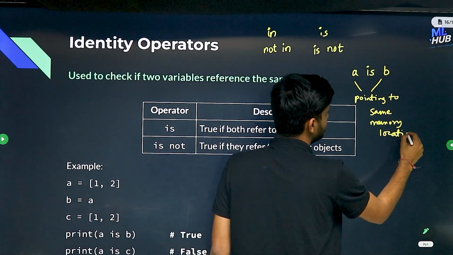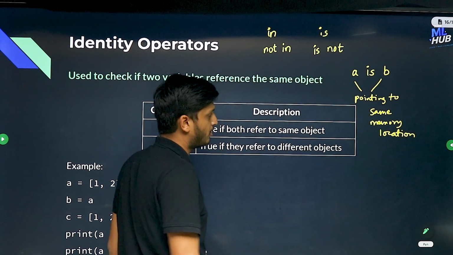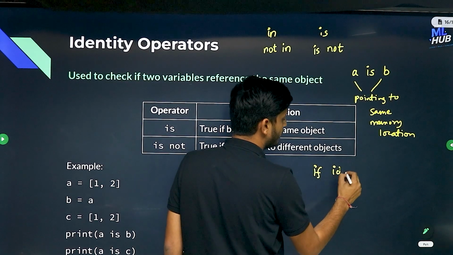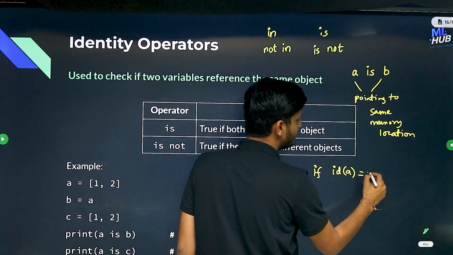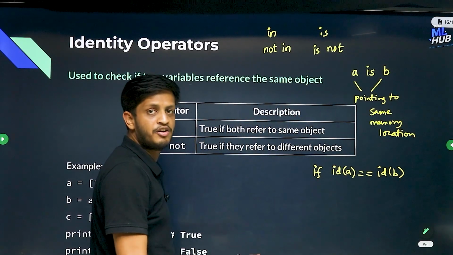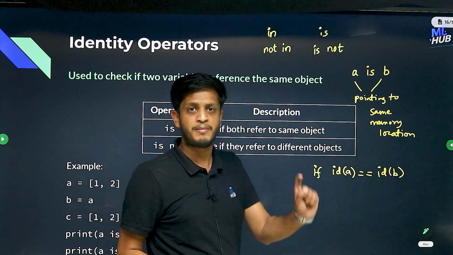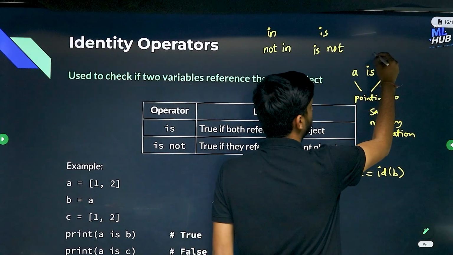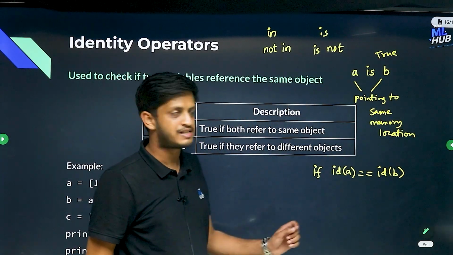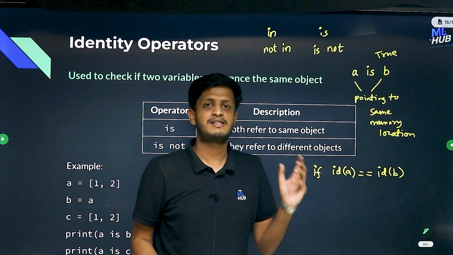Okay, it will essentially check whether they are pointing to the same memory location or not. So if ID of A is equal to the ID of B, if ID of A and ID of B are the same, essentially if they are pointing to the same memory location, then this will give you true. Otherwise it will give you false. So it will just check whether the ID of two variables is the same or not.